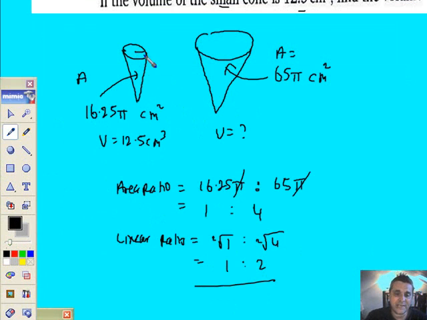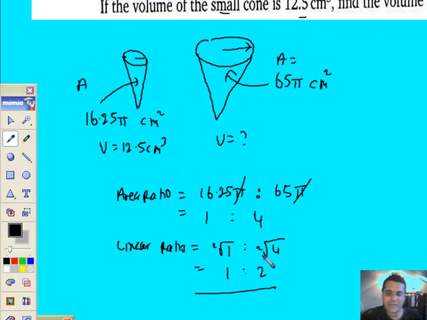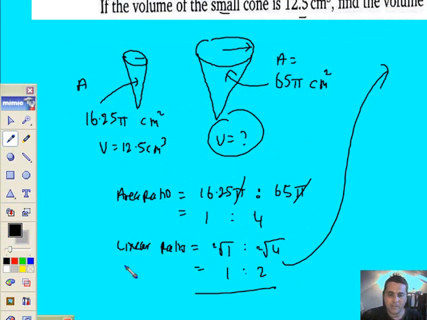So if I knew the radius here, for example, then this radius would be twice as big. Or if I knew the height here, then this height would be twice as big. But they don't want to know radii and heights. They want to know the volume of the big cone. Now let me just work up here. We have the linear ratio of 1 to 2.